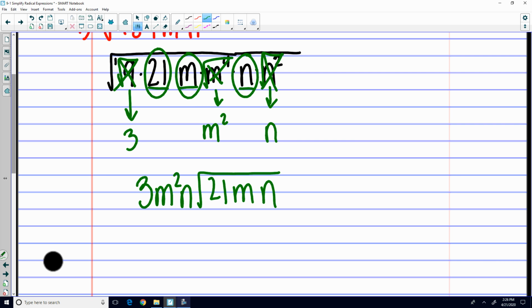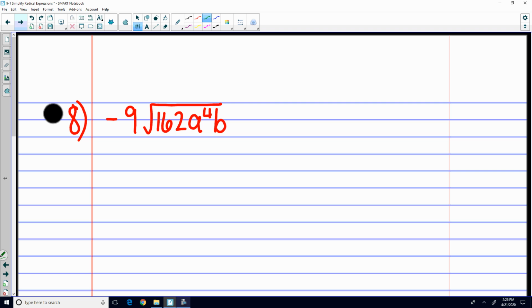Now reevaluate what you have inside your house. Could you take, inside your radical, a square root of 21, m or n? No. 21, no perfect squares. m and n are odd. So that is your simplified radical expression. All right, 2 more yet.